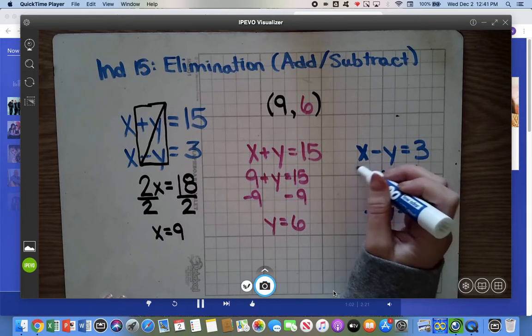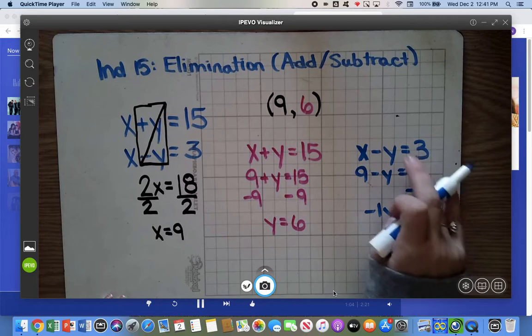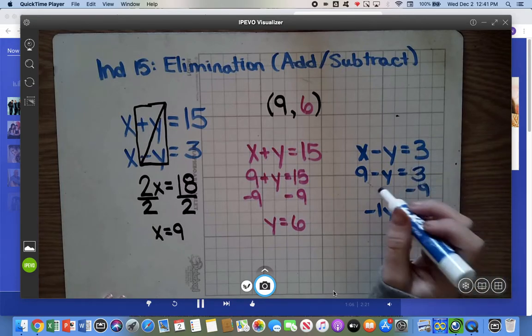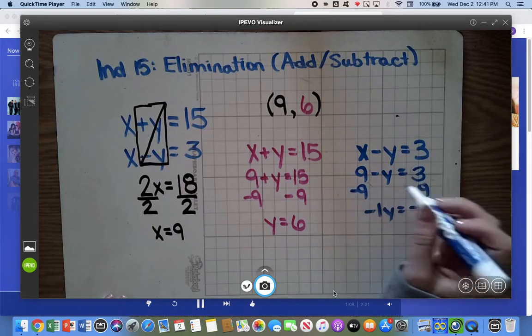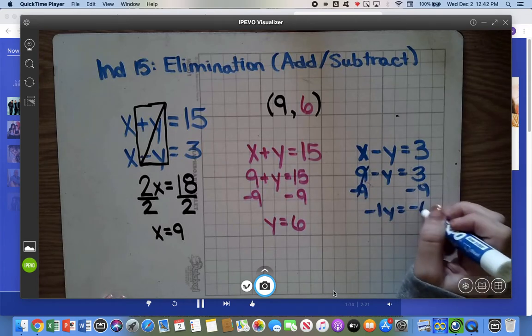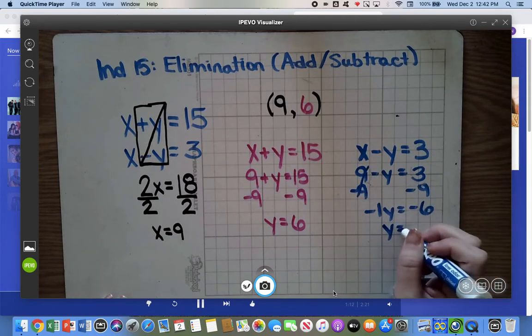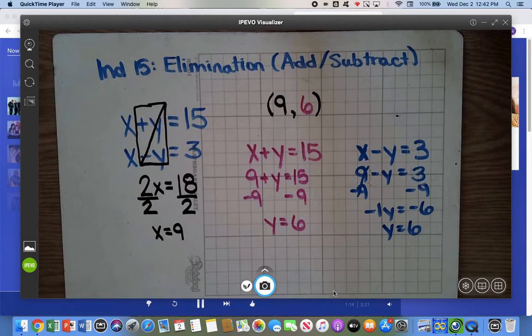No, x is 9. Oh, I subtracted here. Sorry about that. All right, so we subtract our 9, and we get negative 9y equals negative 6, and then we divide by negative 1, and we get a 6. So it doesn't matter which equation you pick.